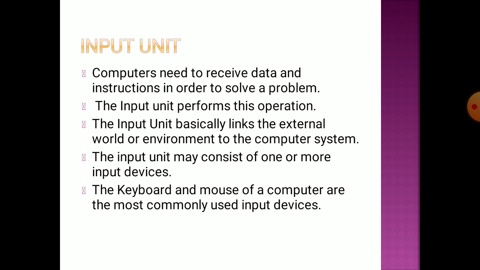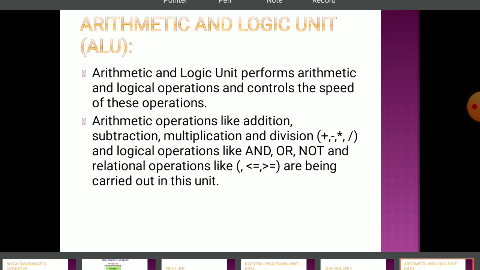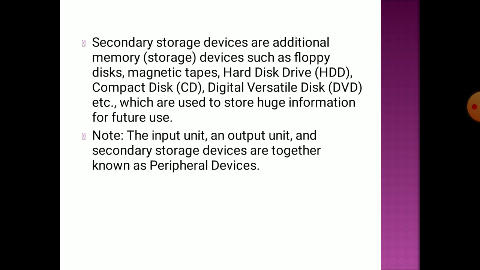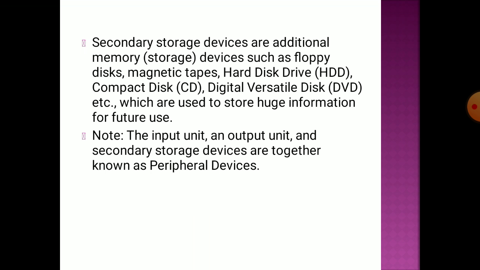The examples of your secondary storage devices are your hard disk, floppy disk, and other magnetic disks. Done. So here we have the examples. Secondary storage devices are your additional memory, like floppy disk, magnetic tape, hard disk, compact disk, meaning CD, and DVD, meaning digital versatile disk. These all are called your secondary storage devices.